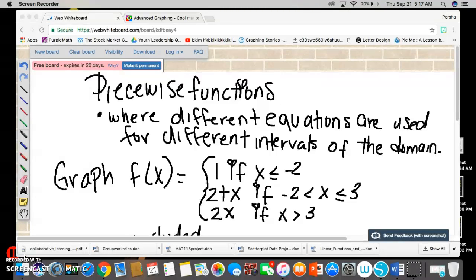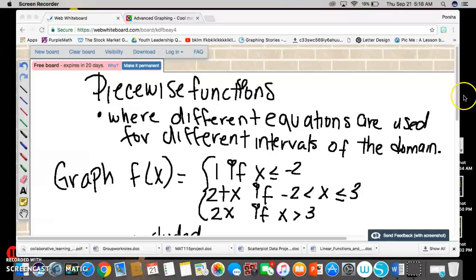So today we're going to talk about piecewise functions. Previously we evaluated piecewise functions, but this time we're actually going to graph. And keep in mind, piecewise functions is where different equations are used for different intervals of the domain. These are our intervals, and of course, these are our equations. So we're going to go ahead and get started to graph f of x equals 1, f of x equals 2 plus x, and f of x equals 2x.